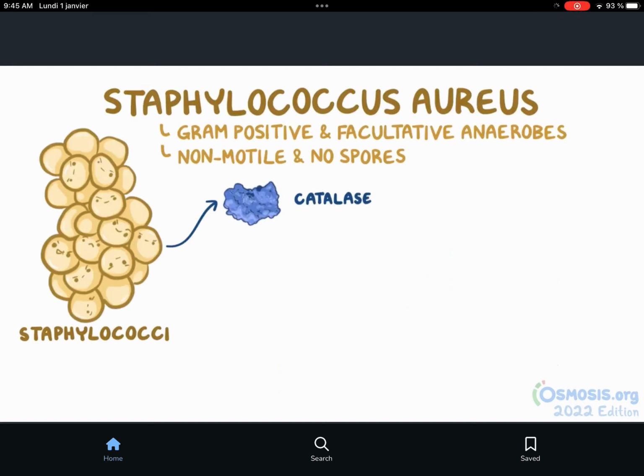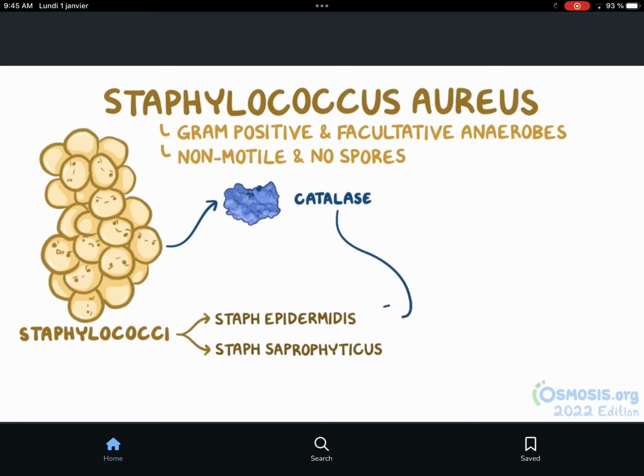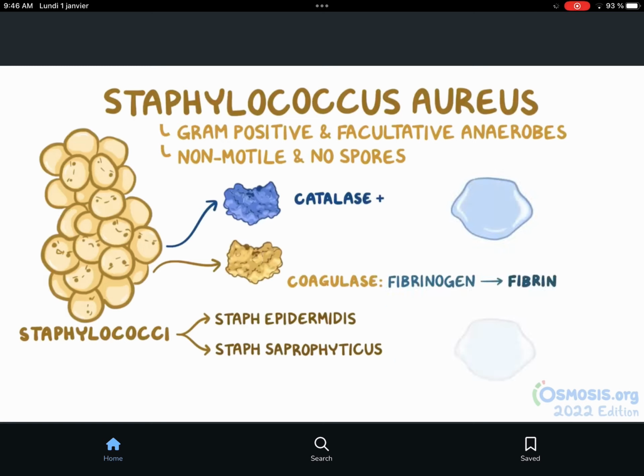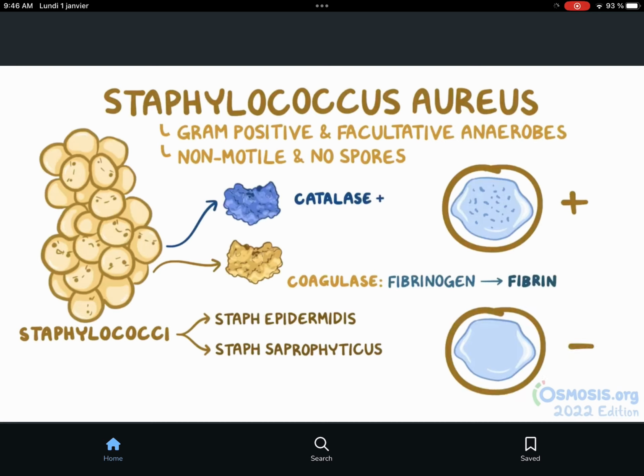Now, a couple of other Staphylococci species, like Staph epidermidis and Staph saprophyticus, are also catalase positive. So to distinguish between them, we can look for another enzyme that's made by Staph aureus, called coagulase. Coagulase converts fibrinogen into fibrin. So let's say that we stir up some Staph aureus bacteria in a liquid emulsion, and then add a few drops of plasma which contains fibrinogen. The coagulase positive Staph aureus will convert the soluble fibrinogen to sticky fibrin, which then visibly clumps up, whereas coagulase negative bacteria won't.